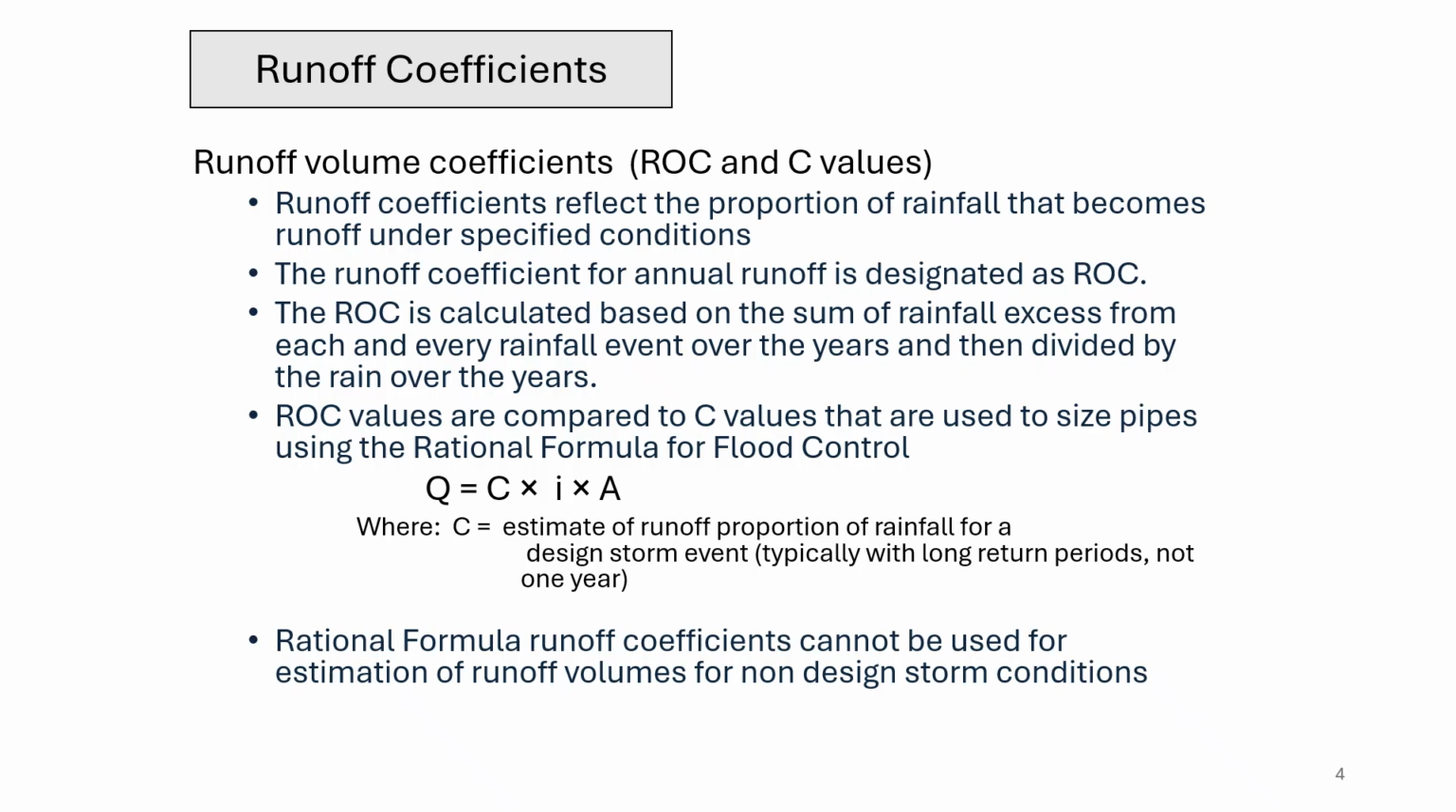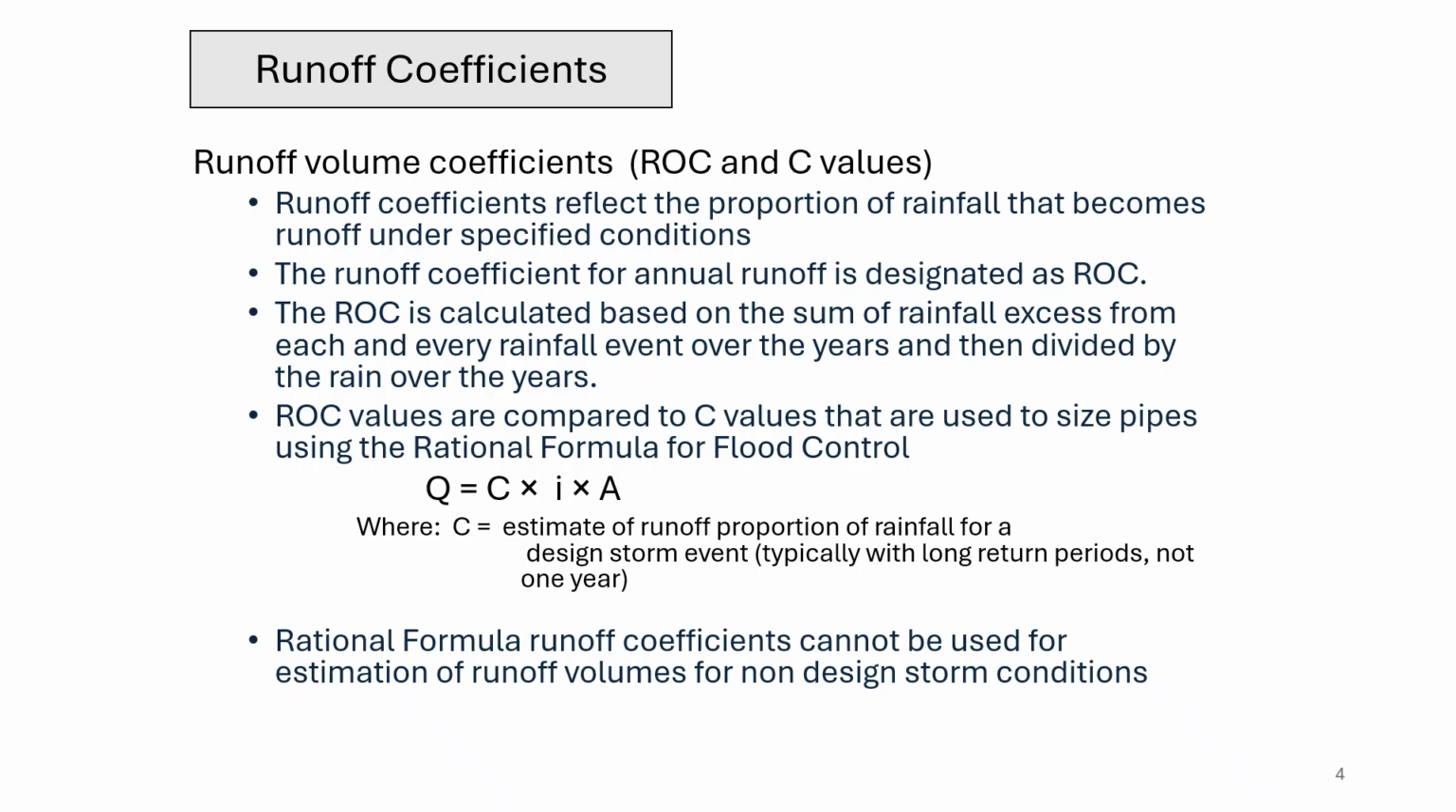Here we'll discuss runoff volume coefficients, specifically the ROC and C values. A runoff coefficient in general reflects the proportion of rainfall that ultimately becomes runoff under specified conditions. When we're talking about annual runoff volume, we use the general term runoff coefficient, or simply ROC. The ROC is calculated by taking the sum of the rainfall excess from each and every rainfall event over a year, and then dividing that by the total rainfall over that same year. In essence, it tells us what fraction of the annual rainfall ends up as annual runoff.